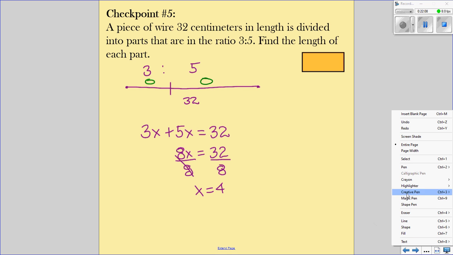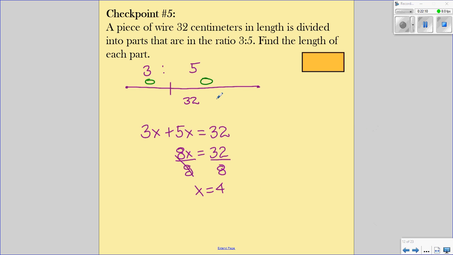And now you plug it back into the ratios. So then you have 3 times 4 and then 5 times 4. So this is 12 and this is 20. So that means this is 12 and this is 20. If you were to add that, it gives you 32, and it's in proportion to 3 to 5.